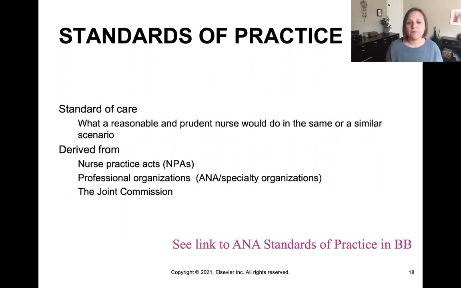And these things come from state nurse practice acts, influence from accrediting bodies like the Joint Commission, as well as professional organizations like the American Nurses Association, or even specialty organizations like the Emergency Nurses Association, which I'm a part of, which sets standards of practice for ER nurses.